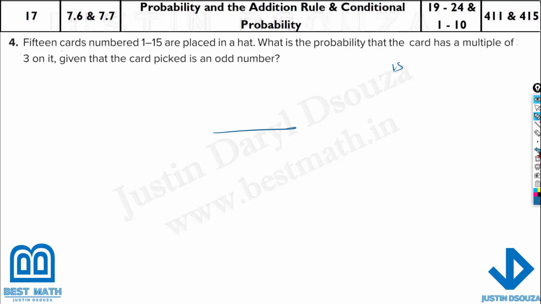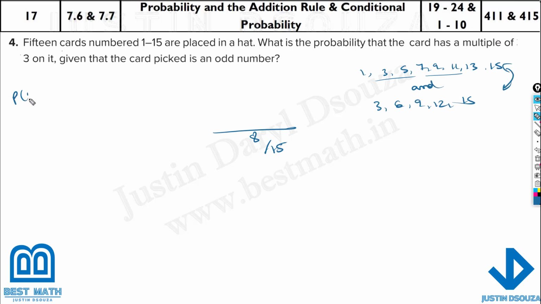But for the actual method, the cards are very few, so just write out the odd numbers: 1, 3, 5, 7, 9, 11, 13, and 15. Why is it important? Because we also need the second one. So it's 8 out of 15. But what are the multiples of 3? First, write the multiples of 3: 3, 6, 9, 12, 15. What are the common ones? Because we need this and this, both, isn't it?